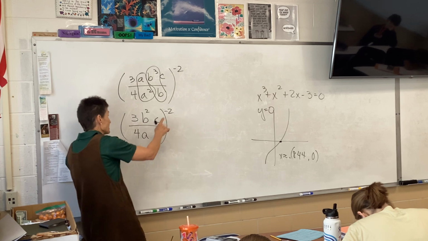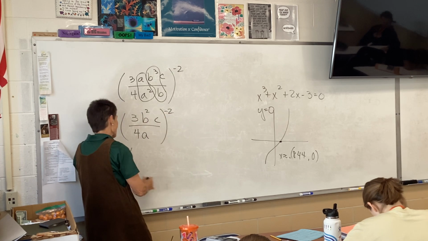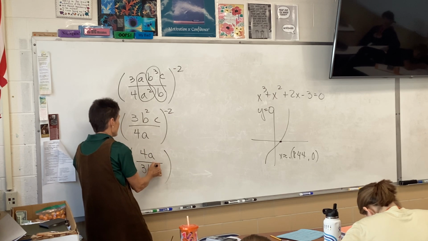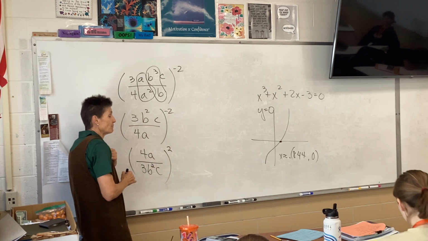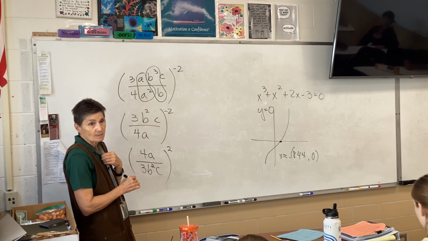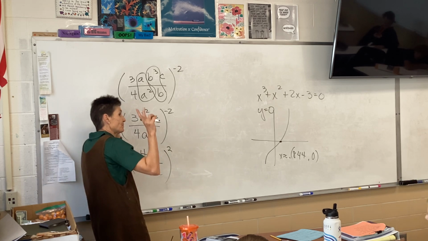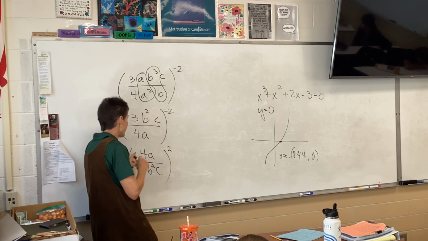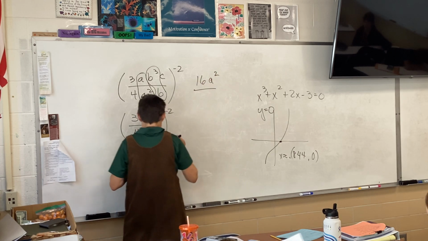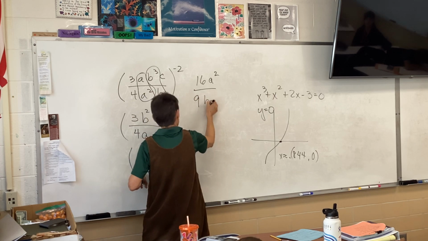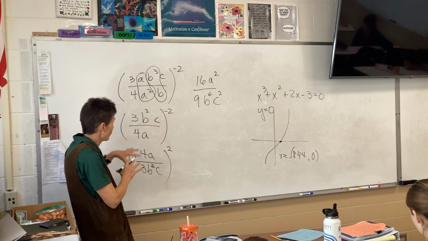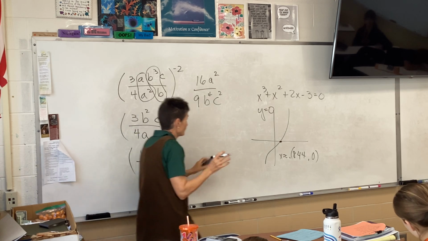All right? Now, I see that negative right there. What does that negative tell me? The whole shebang is going to flip. And when it flips, the exponent will become positive. So now I can distribute my exponent, and I get 16a squared over 9 b to the 4th c squared. So that is my first fraction. I still have to do the rest of the problem.